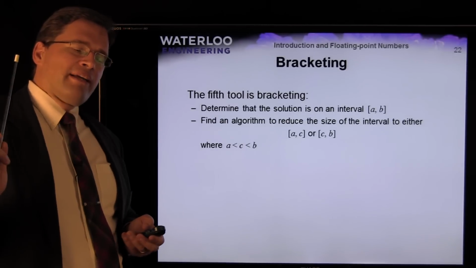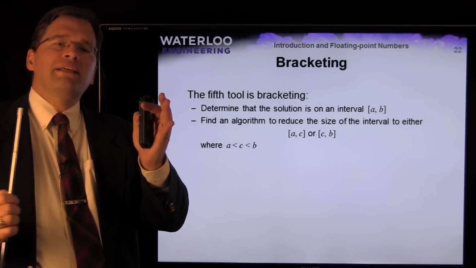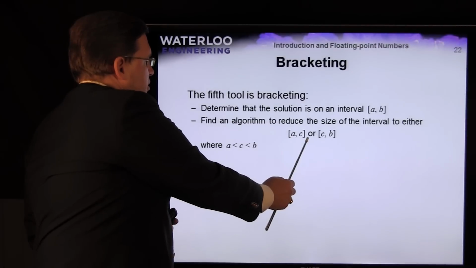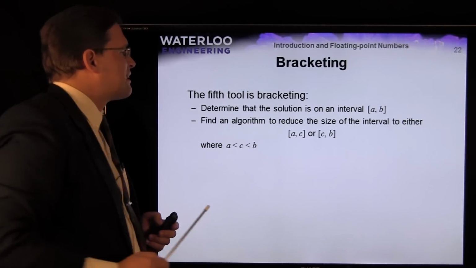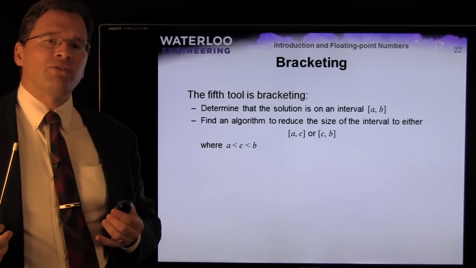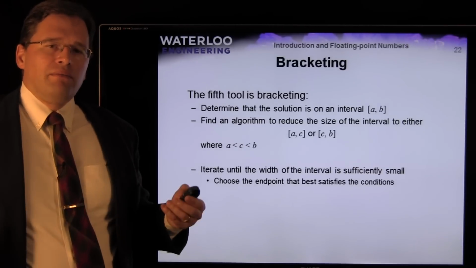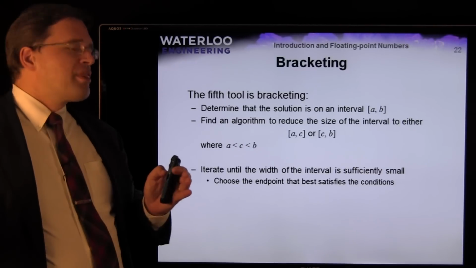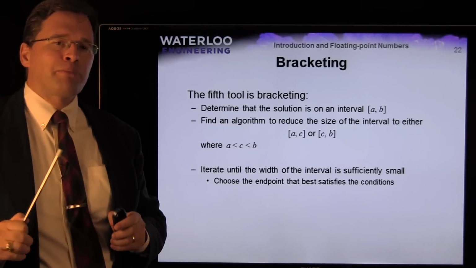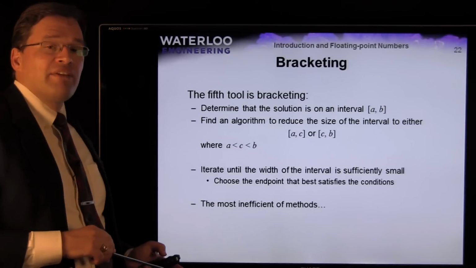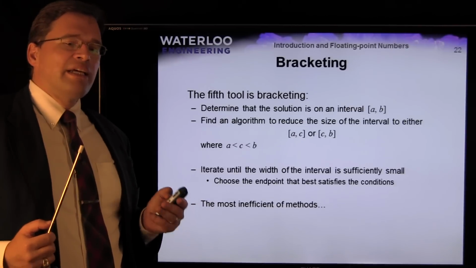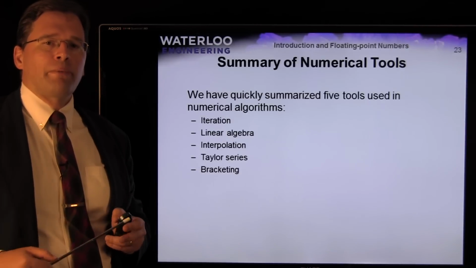What the bracketing does is choose a point between a and b, some point c, and this gives us a choice of either choosing the interval ac or the interval cb. Our algorithm chooses which of those two intervals we continue iterating on. We continue iterating until the width of the interval is sufficiently small, and then we choose the endpoint which best satisfies the condition of our problem. This is the most inefficient of the methods and can be actually quite expensive in higher dimensions, but in some cases it's the only one that's actually guaranteed to converge.